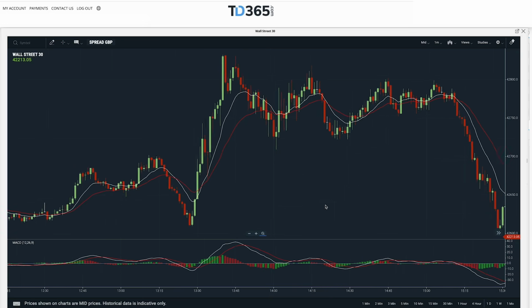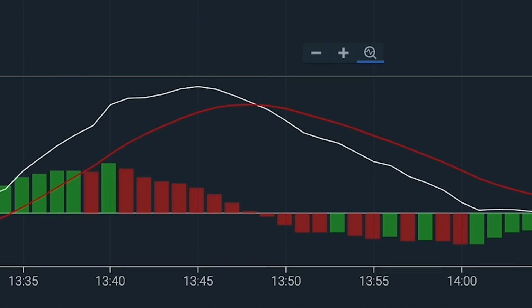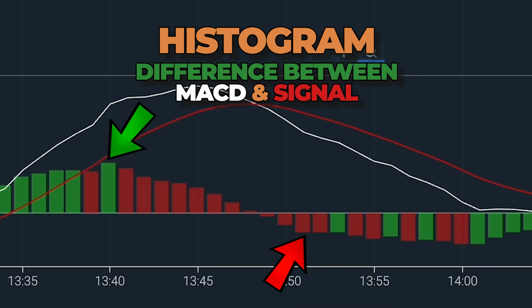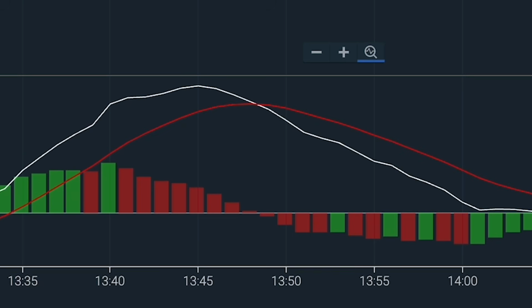Now let's have a look at the histogram, which is made up of these red and green bars here. The histogram represents the difference between the MACD line and the signal line, giving us a visual representation of the strength and the direction of the price momentum. So the wider apart these two lines are, the longer the bars on the histogram will be, telling you how strong the movement is, possibly indicating a trade.